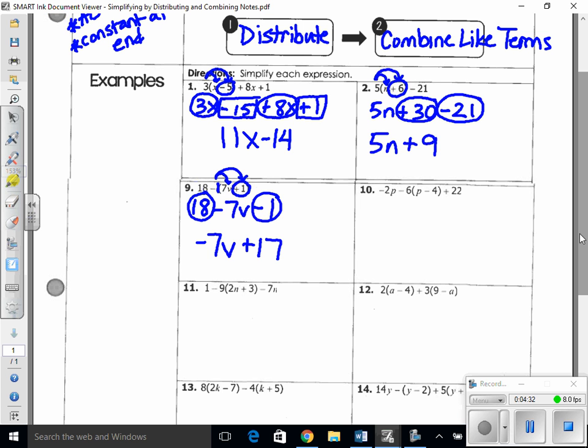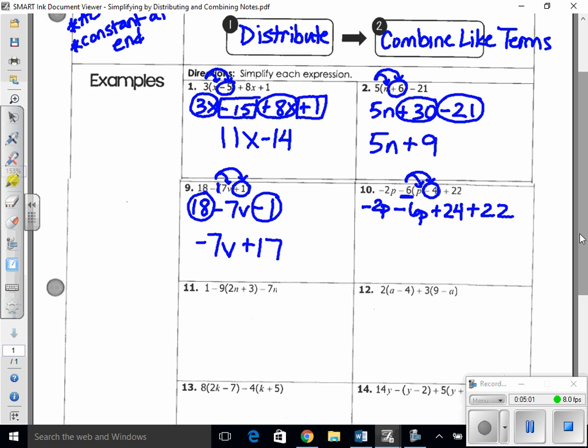Okay, if I cover up or ignore the negative 2p, I can just bring it straight down. I'm distributing a negative 6 to what's in parentheses. So negative 6 times p is going to give me negative 6p. This is a negative 4. Negative 6 times negative 4 makes a positive 24. Watch your signs, because if you mess up your signs right there, there's no hope for your answer to come out right. Then bring down the plus 22. Okay, so distributing is done.